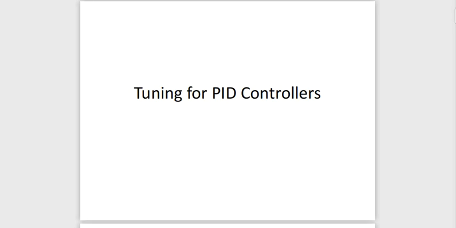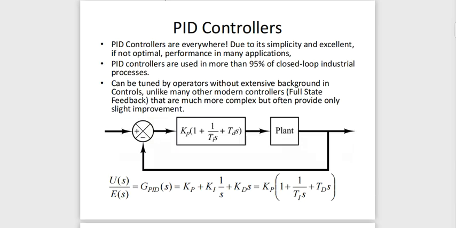Let's start the topic tuning for PID controllers. We know the transfer function of the PID controller. For example, E(s) equals Kp plus Ki by s plus Kd into s. That's the general transfer function of a PID controller.